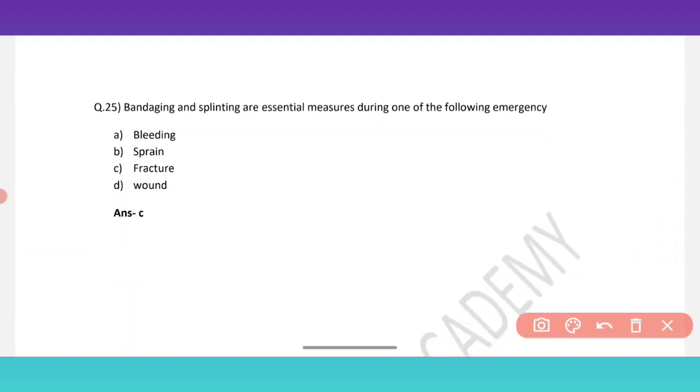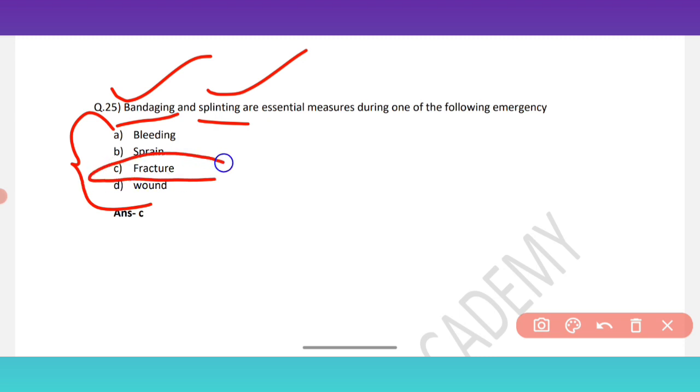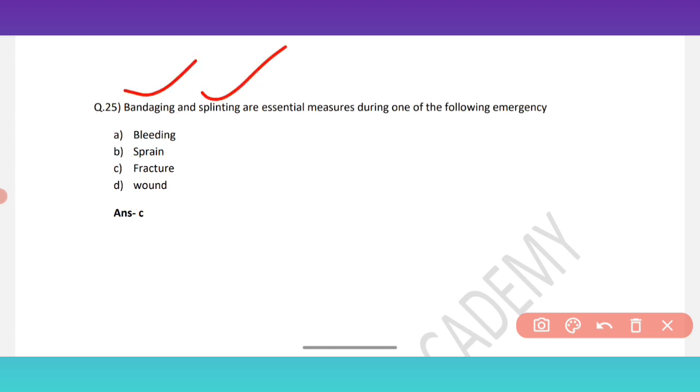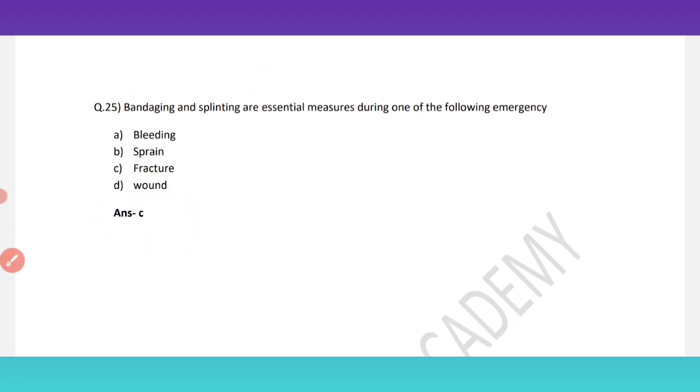Next, a very simple question. Bandaging and splinting are essential measures during one of the following emergencies. When will you do the bandaging and splinting? Bleeding, sprain, fracture, wound. Here we have to give the priority, and the right answer is option C. With a fracture, you will use the splint as well as the bandage to support the fractured area. So here the right answer is option C.